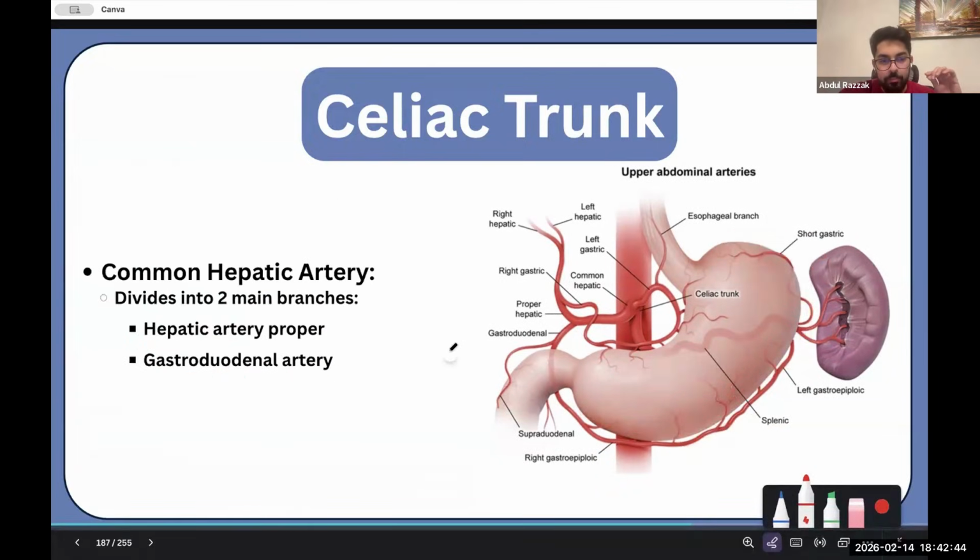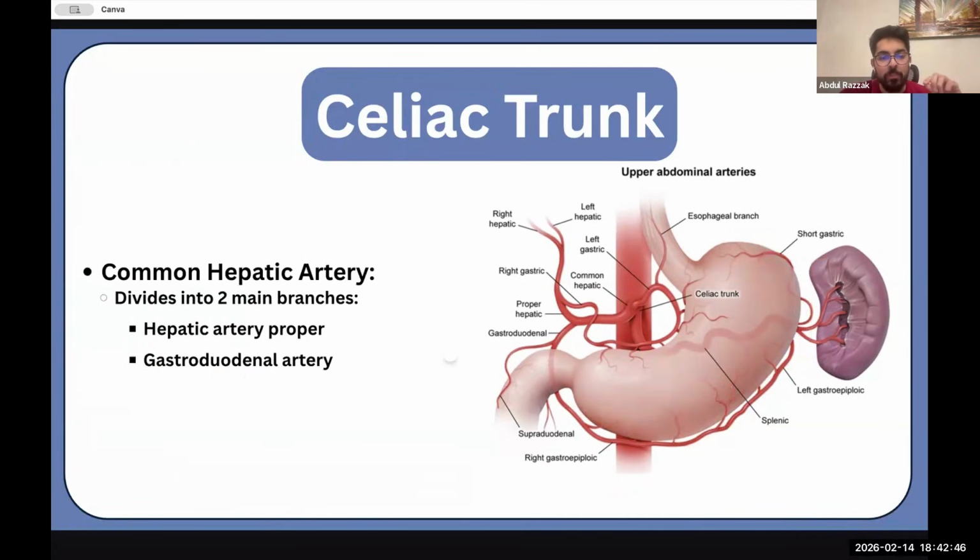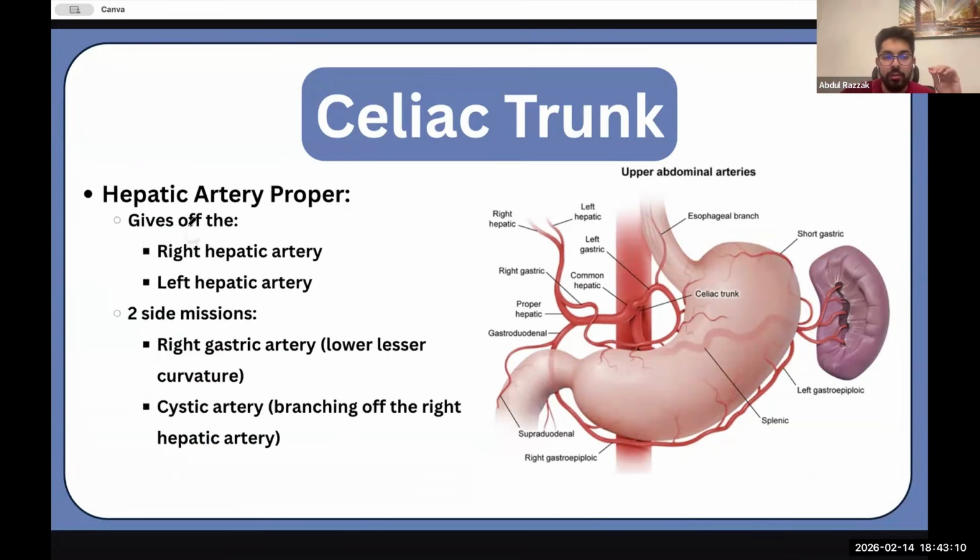The last branch of the celiac trunk is the common hepatic artery. It is a common artery, so it gives off two main branches. The branches that it gives are still very important branches, tamam? So those two branches are the hepatic artery proper, as the name indicates, hepatic, so it supplies the liver. The other one is the gastroduodenal artery. Again, as the name indicates, it supplies the stomach and the duodenum. Okay? Now let's dig deeper into the hepatic artery proper.